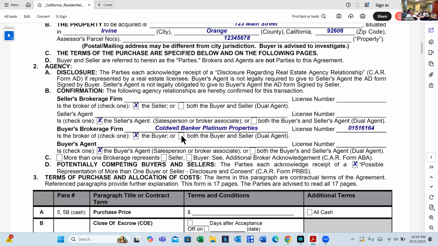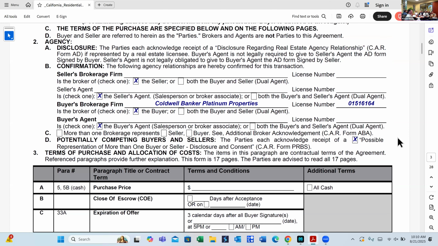So you need to be sure that you insert the proper license information for the brokerage who's representing the buyer and or seller, in addition to the license information for the individual agent. Otherwise, confirmation of agency is not complete. And even though you may have an accepted purchase contract thereafter, you would have to issue Form AC, confirmation of agency, to confirm the agency relationship.